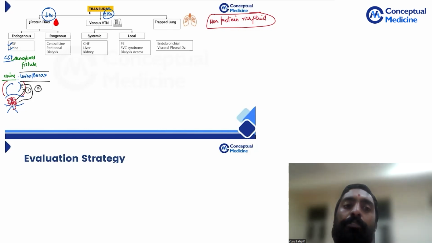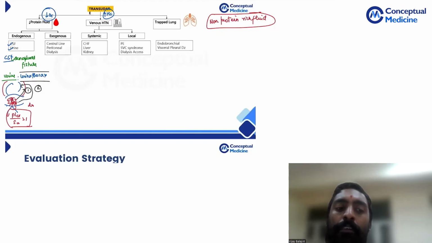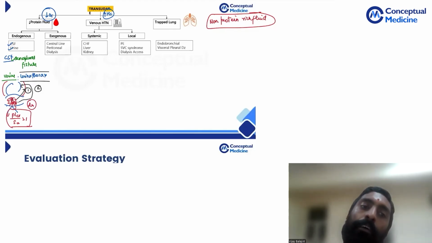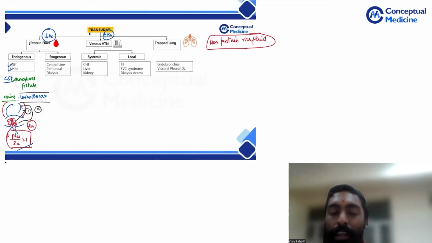How are you going to diagnose urinothorax? You take the pleural creatinine divided by serum creatinine. If the value is more than 1, it confirms that it is urinothorax. So how are you going to treat? Treat the underlying cause. That's all. You do a drainage, you see why it is coming, and then you can treat it.